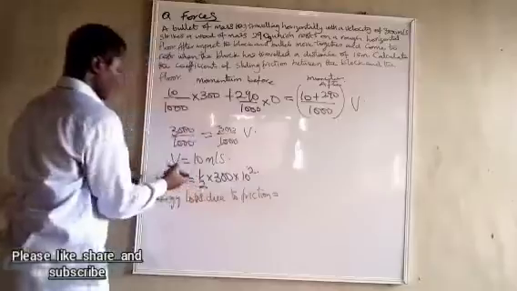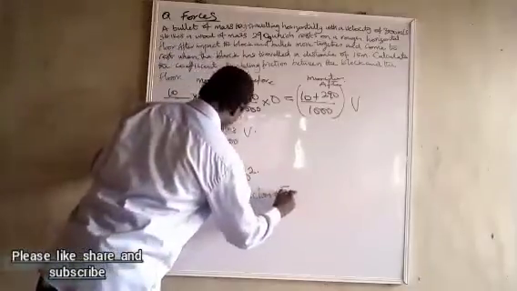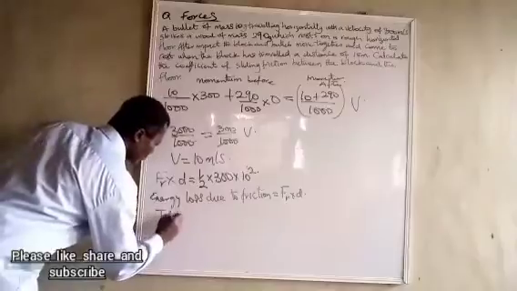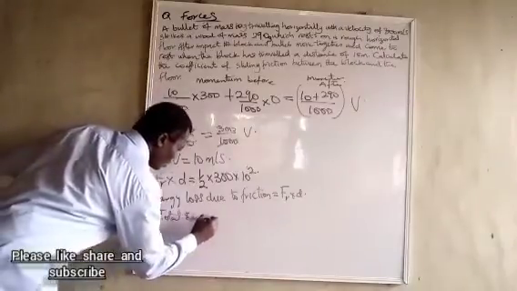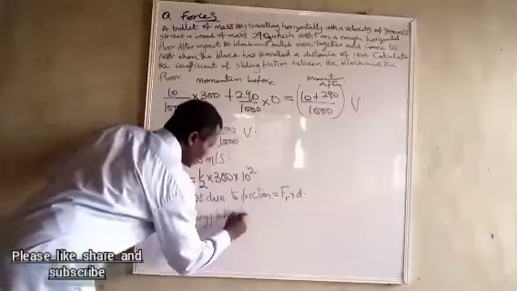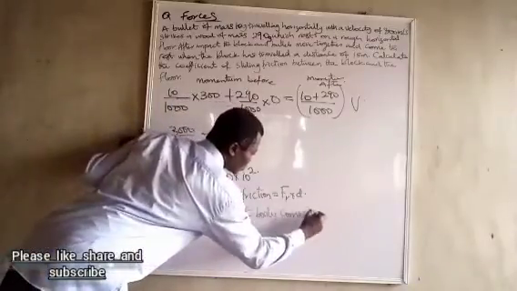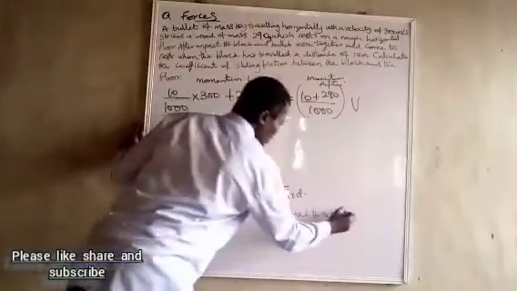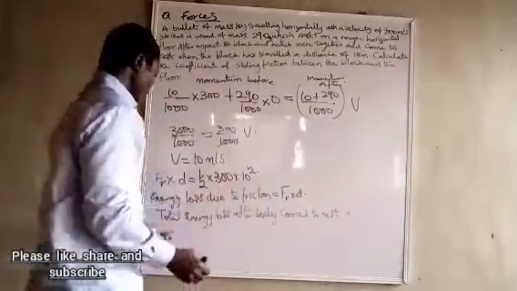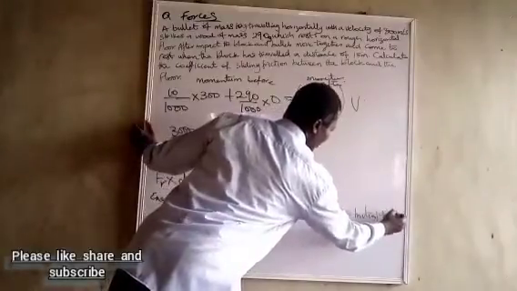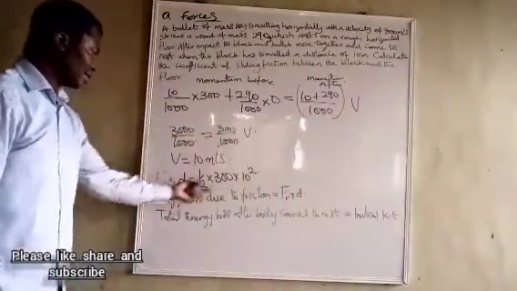The energy lost due to friction will be equal to Fr times d. The total energy lost after the body comes to rest will be equal to the initial KE, and that's what I have just done here. This is the initial KE, this is the energy loss.